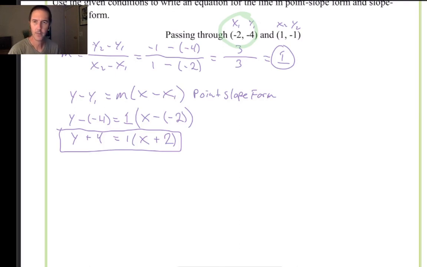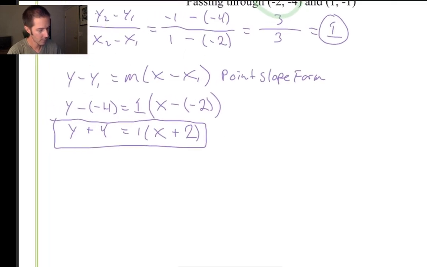Now how do we write this in slope-intercept form? This one's pretty easy, in particular because we have an m value of 1, so we don't have to worry about distributing multiplication by 1. That's pretty uneventful. All we have to do is get the y value isolated on the left-hand side. We're going to do that by subtracting 4 from both sides. So I'll put a little note here that I'm subtracting 4 from both sides, and we get y equals x minus 2. And this is our final answer in slope-intercept form.